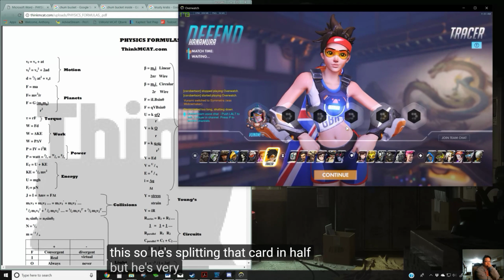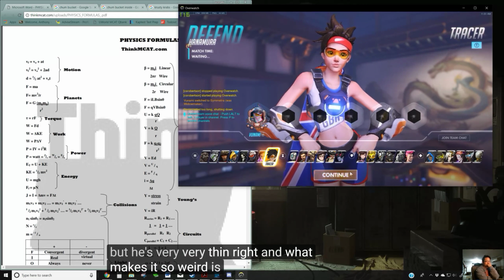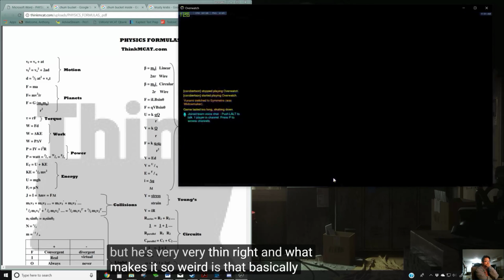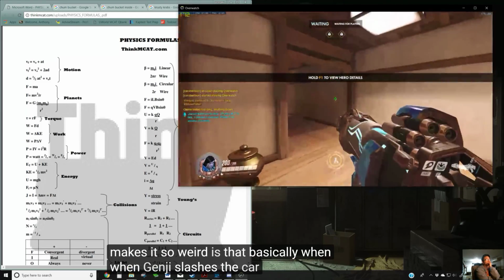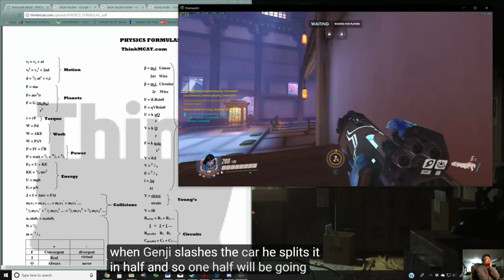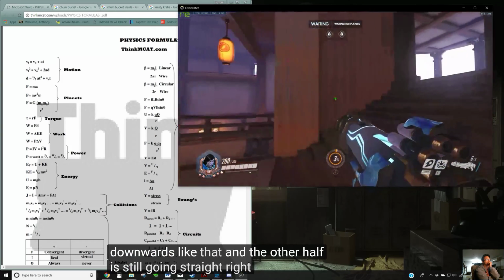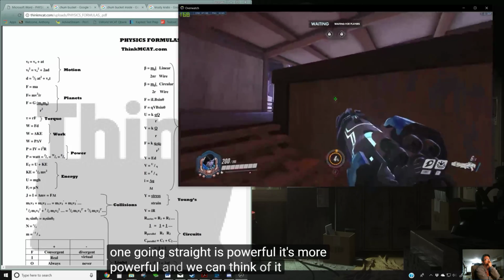So he's splitting that card in half. It's very, very thin, right? What makes it so weird is that when Genji slashes the card, he splits it in half. One half goes downwards like that, and the other half is still going straight, right? The one going straight is more powerful, and we can think of it as going the speed of light.